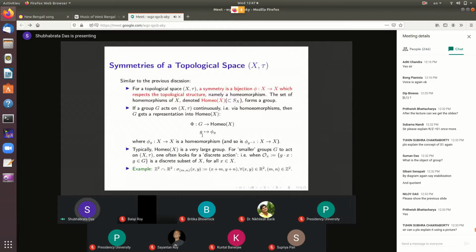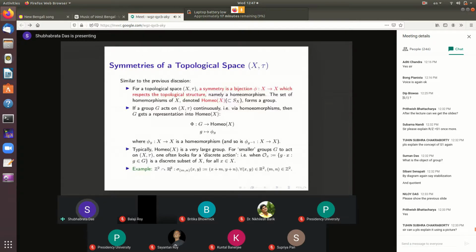Now for an example of an action which is continuous via homeomorphisms, I just mentioned this example earlier. This example works as well here. So you see this map is a homeomorphism of R2, right? You can just write down this map, draw pictures, and get a better understanding that these maps are homeomorphisms. And that's how Z2, the group G, is acting on the topological space. Here the topological space is R2.